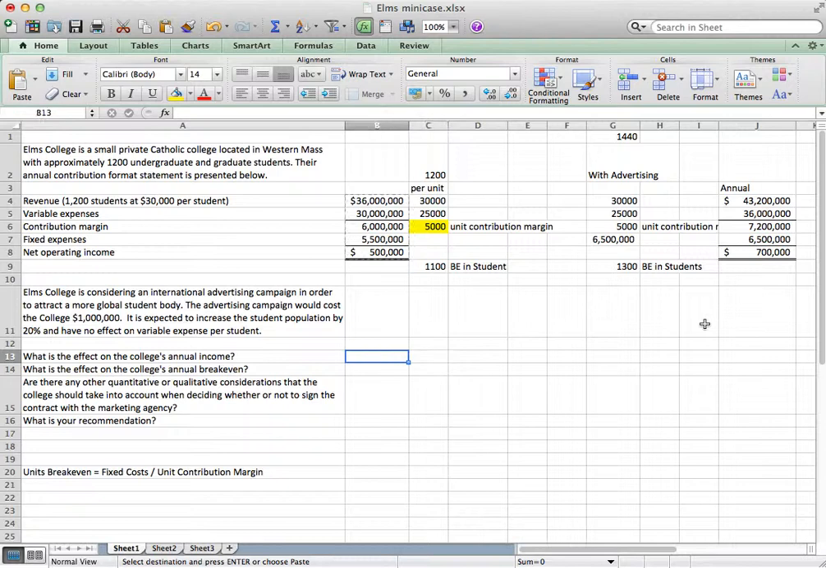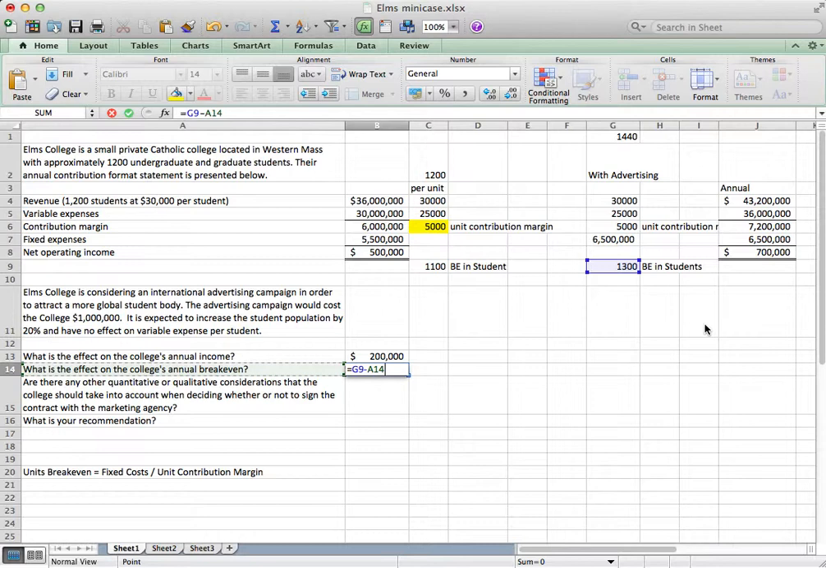So to answer the first question, we have here that the annual effect on the college would be 200, right? We would take the 700 that we just recalculated minus the baseline, which was 200. So we have a $200,000 increase as a result of spending that $1 million in advertising. We said that the break-even would also increase. We would have to have 200 more students in order to make no money on that investment, right, in order to break even.